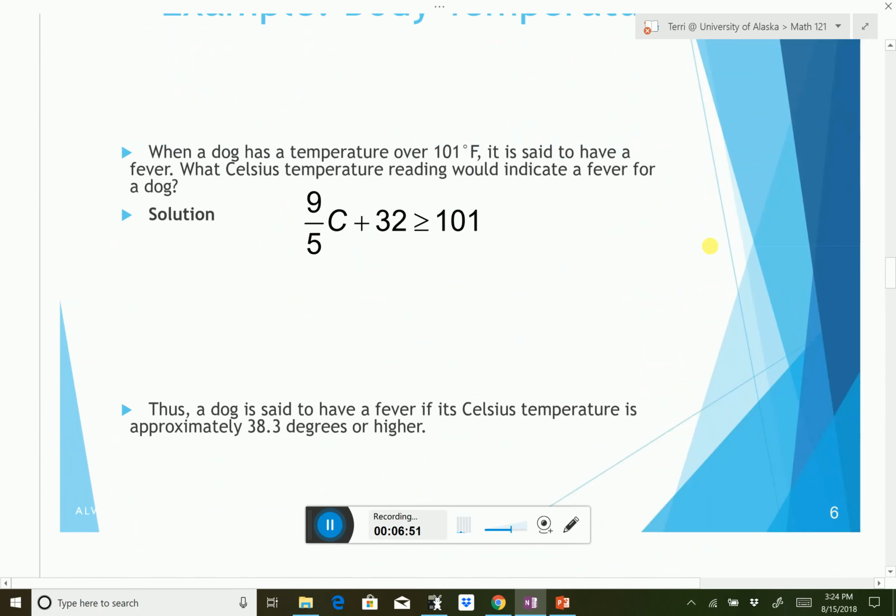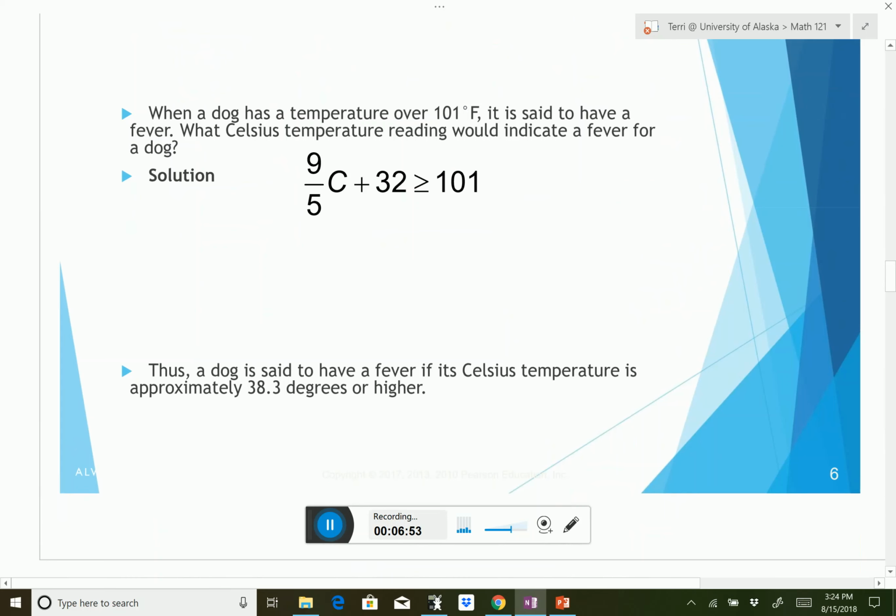So here's a body temperature example. If a dog has a temperature over 101, it's said to have a fever. So what's the Celsius temperature? We're traveling through Canada with our dog now, and all we can get is a Celsius thermometer. So what Celsius reading would mean that the dog has a fever? Let's find out. So here's our equation.